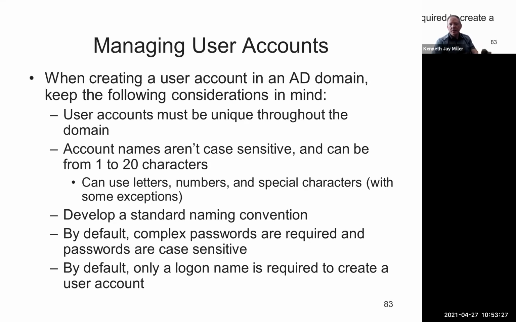They can be from 1 to 20 characters. They can use letters, numbers, and special characters with some exceptions. And you should have a naming convention, right? Most places will use the first letter of your first name and then your last name, and then append a number on it if you're the second one. Like at Mount Sac, I'm the 30th K Miller that's come through there. Some of you, I know how you're... L Gonzalez 934, right? There's a lot of people that have come before you.